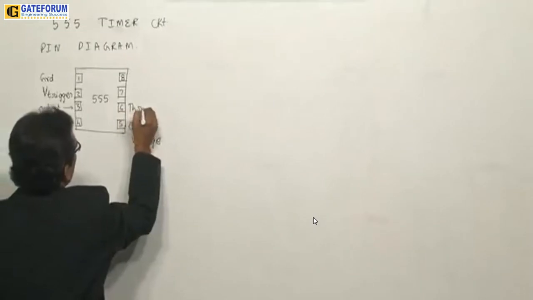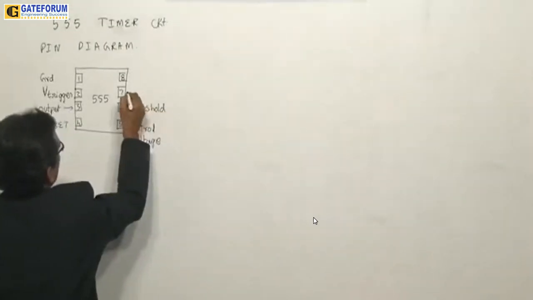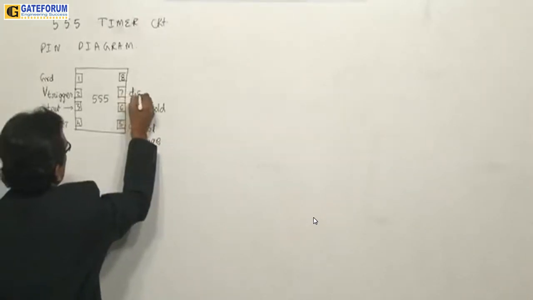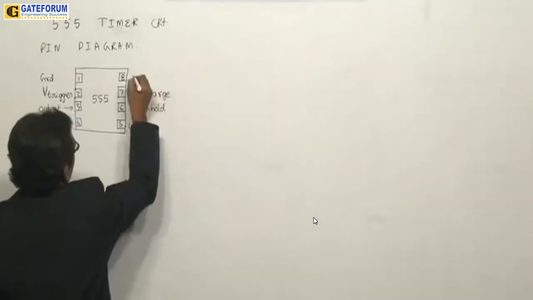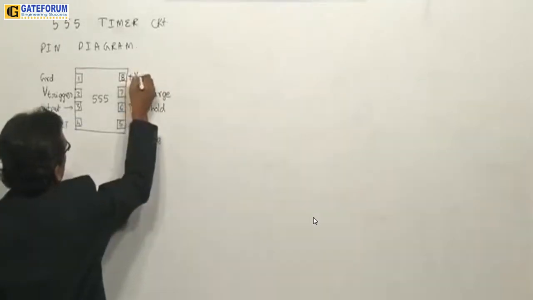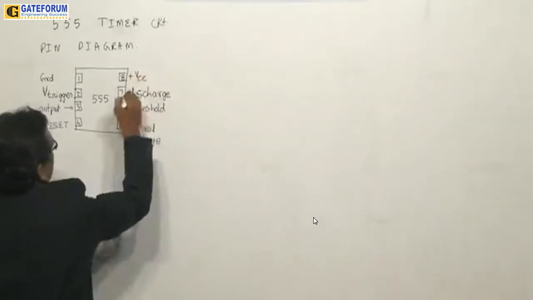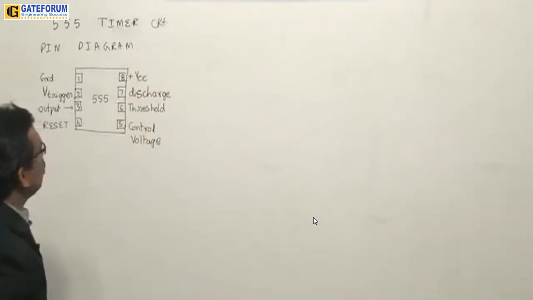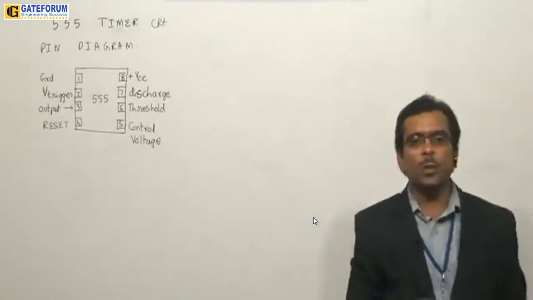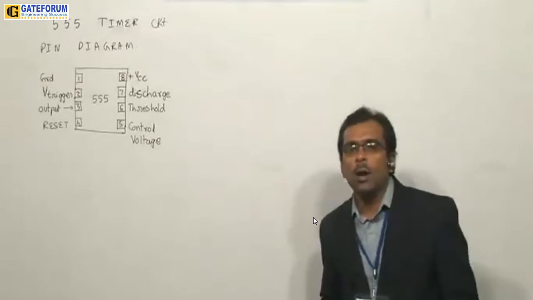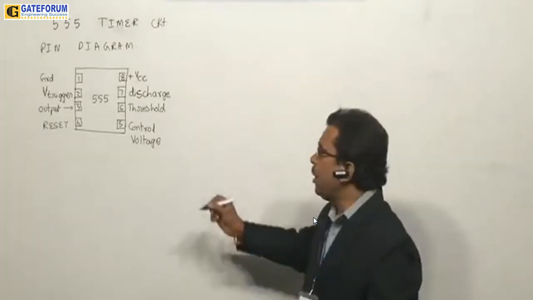Now pin number 6 is the threshold voltage given here. Pin number 7 is called the discharge pin, and pin number 8 is plus VCC, which we provide. So this is the pin configuration. Now let us try to understand this pin configuration properly. What do you understand by this pin configuration?